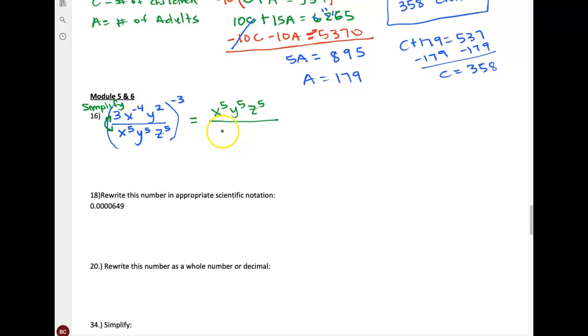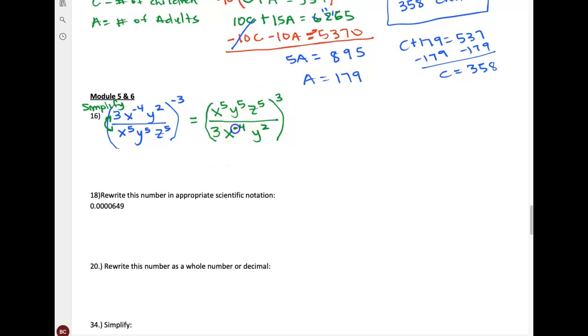And everything on the top is going to go on the bottom. So 3x to the negative fourth, y to the second. Notice that stayed a negative 4, because the only negative I was trying to deal with right now was that negative on the outside. Okay, and now this is all raised to the positive third power.